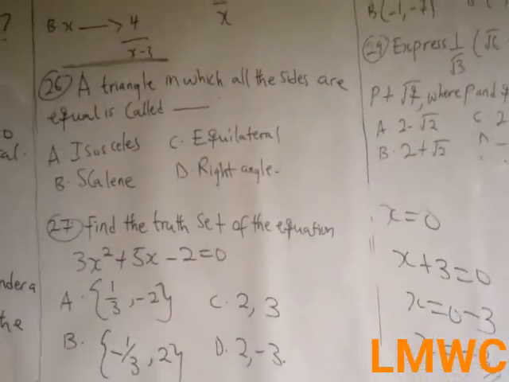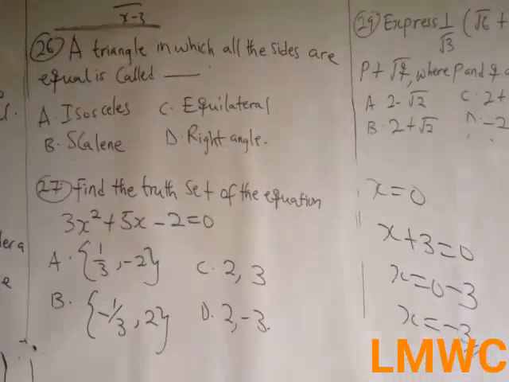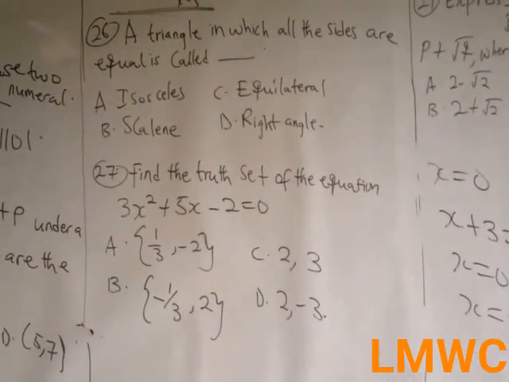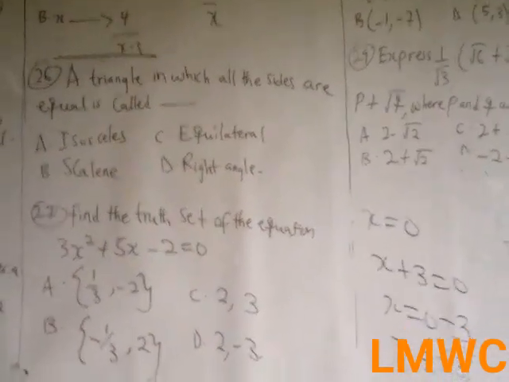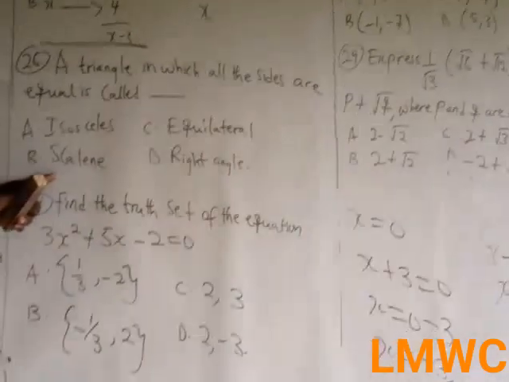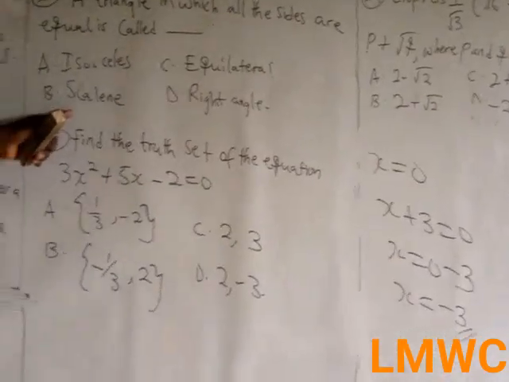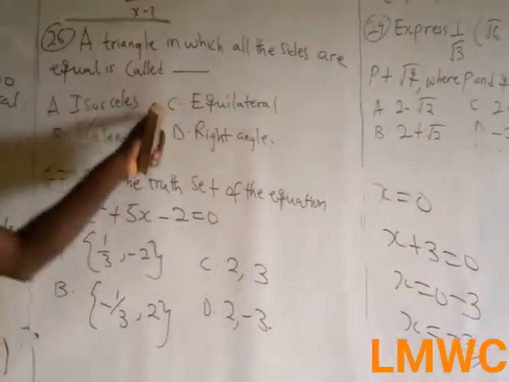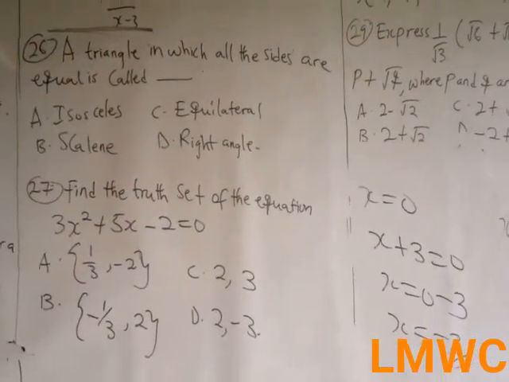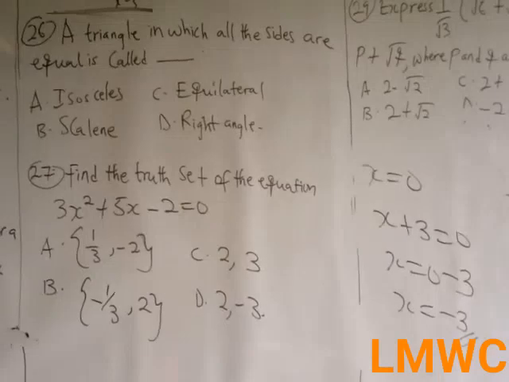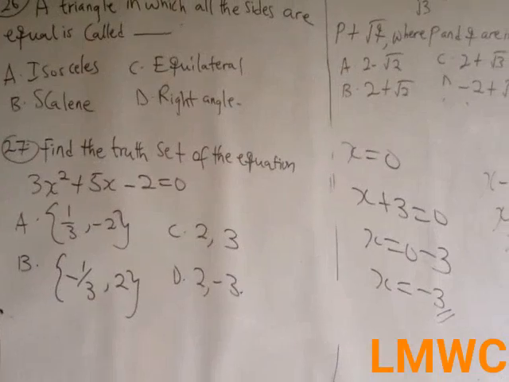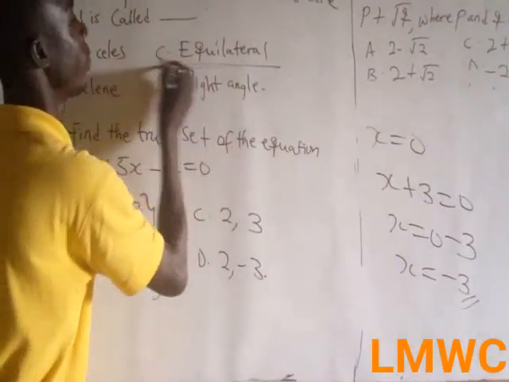26. A triangle in which all the sides are equal is called. For an isosceles triangle, 2 of its sides are equal and it also has 2 base angles equal. Scalene, none of its sides are equal and also none of its angles are equal. They have different angles altogether. But an equilateral triangle has all of its sides equal and all the interior angles too are equal. A right angle triangle has one of its angles to be 90 degrees. So the answer is C.